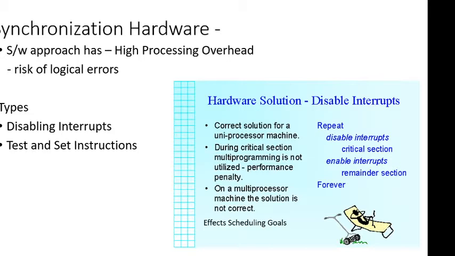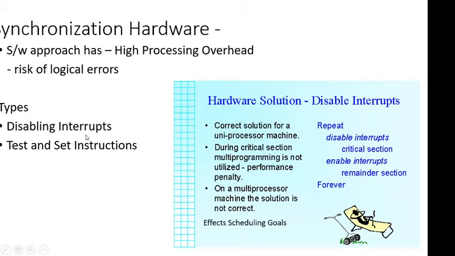Software approaches mean the processes themselves are involved and do some kind of synchronization themselves, so logical errors can be many, there is a risk of logical errors, and there is a very high processing overhead because of busy waiting, checking variables again and again. So okay, let's have a hardware solution. There are many kinds of hardware solutions. We are going to talk about disabling interrupts and test and set instructions.